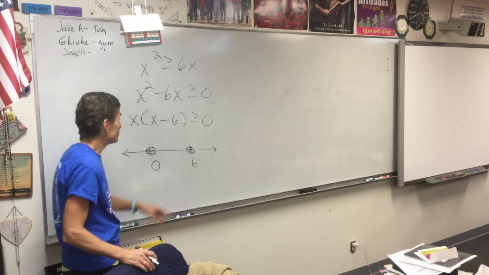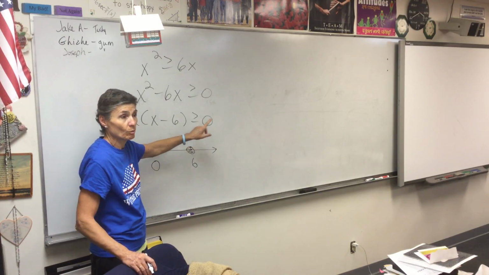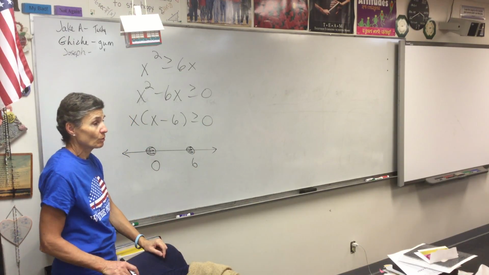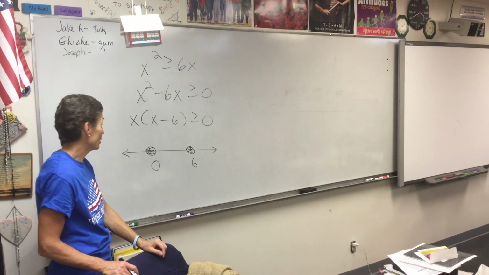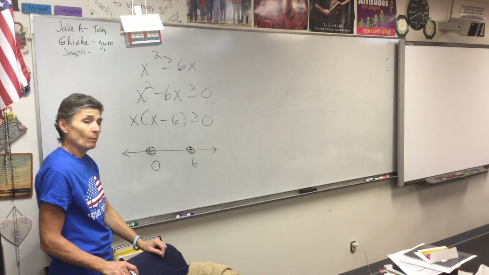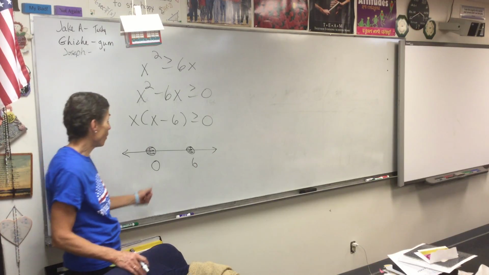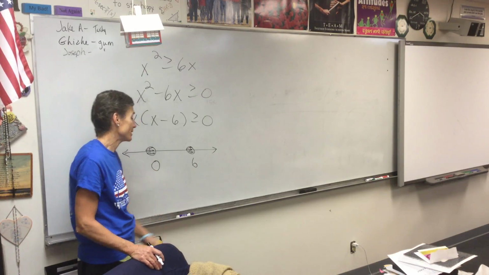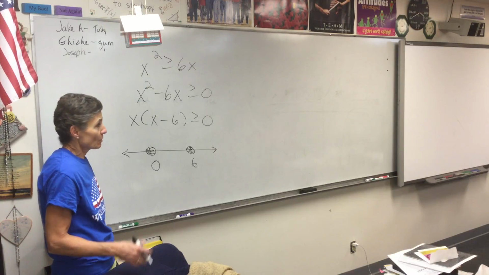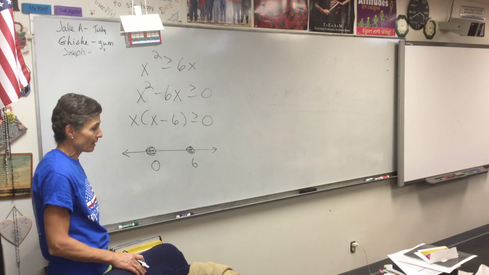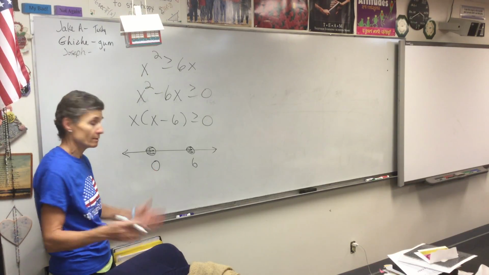And why are they closed? Because we have an or equal to. And whenever we have an or equal to, our dots are closed. All right, what do we do now? Well, now is when we pick a number, and we can pick any number we want except 0 or 6. You cannot pick 0 or 6. So I don't know what number you want to pick. How about 1? Let's try 1.